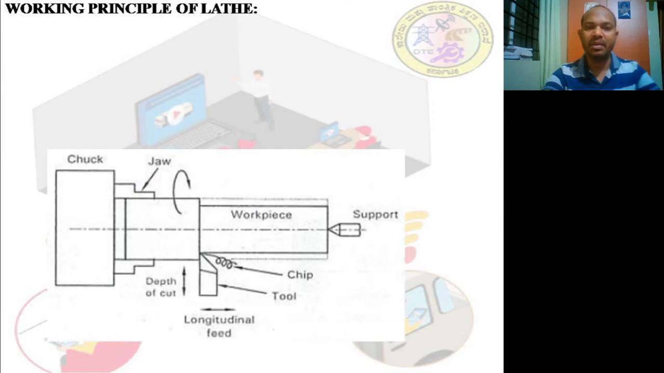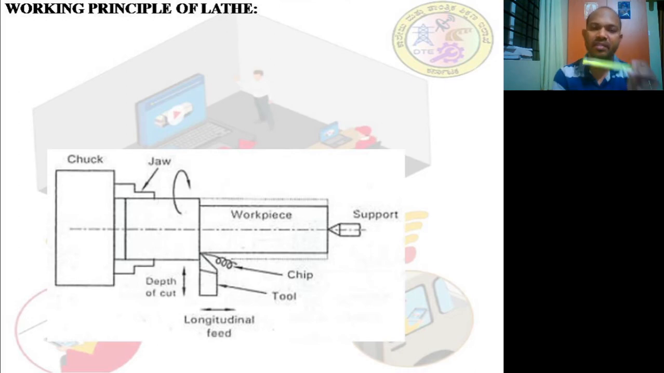Working principle. The chuck is a place where there will be a three jaw chuck and a four jaw chuck. If there are four things to hold the workpiece, then we call it a four jaw chuck. If there are three teeth, then it is called a three jaw chuck. Is it clear?